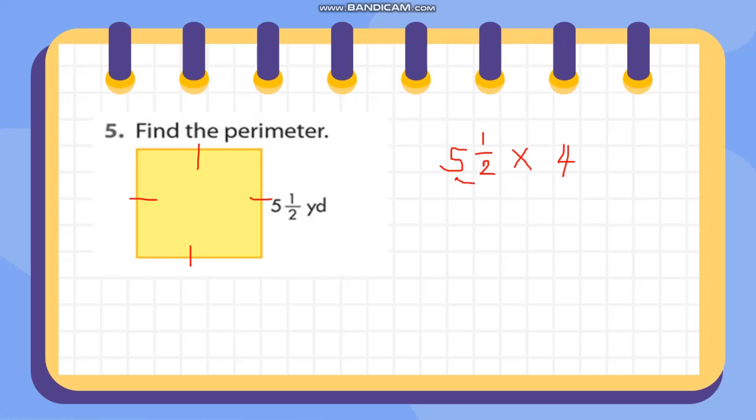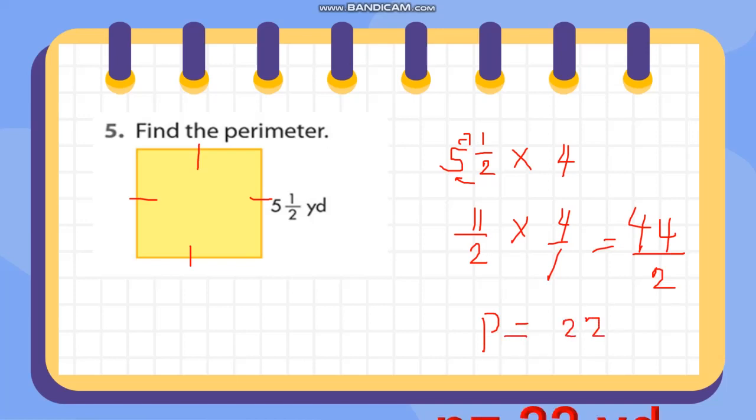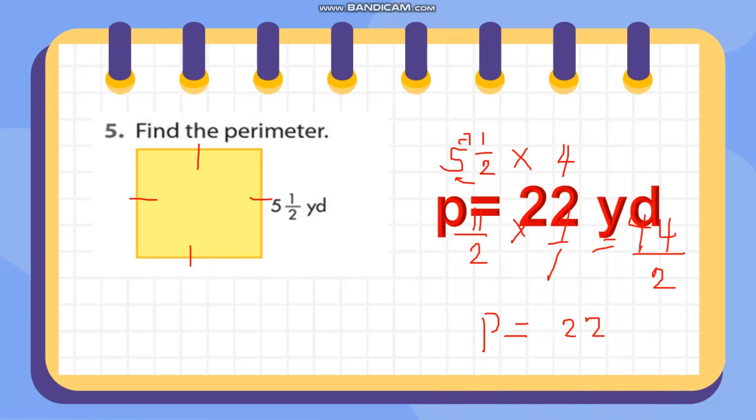So I'm going to change this. 5 times 2 is 10 plus 1. That is 11 over 2. Then multiply by 4 over 1. So 11 times 4 is 44. Then divided by 2. So your perimeter now is equivalent to 22. So perimeter is equivalent to 22 yards.